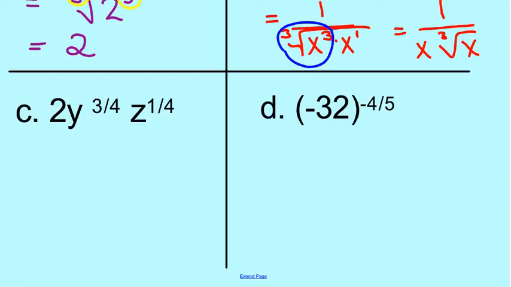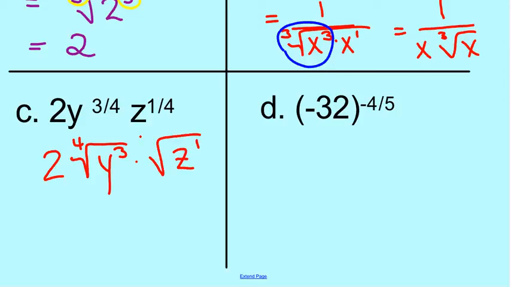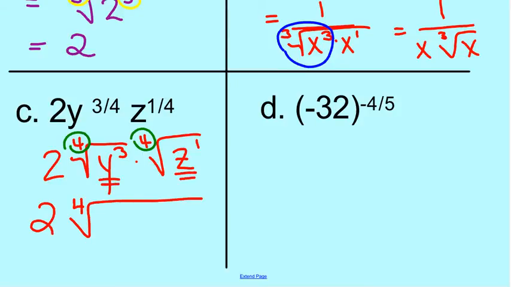All right, next one. 2. I'm going to go ahead and rewrite that y as a y cubed 4th root, and then z 1/4 root. Now, these are radicals that have the same index. They are both indexes of 4. So can we combine them into one radical? Yes. So we say 2 4th root, and now we put this y cubed and this z together. So y cubed, z to the 1st. All right, last example.